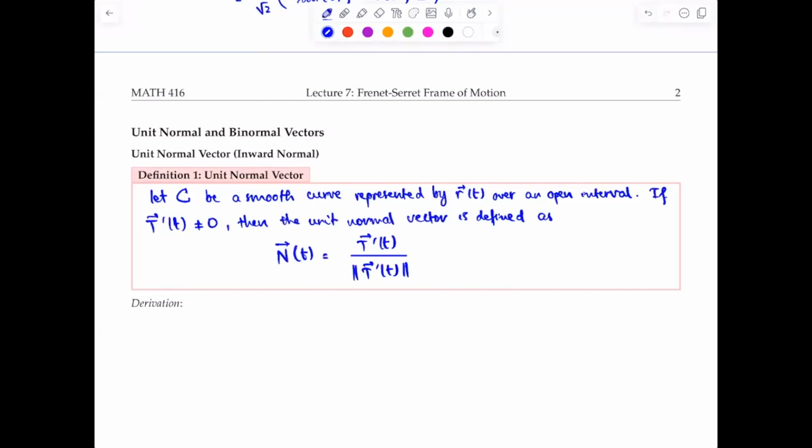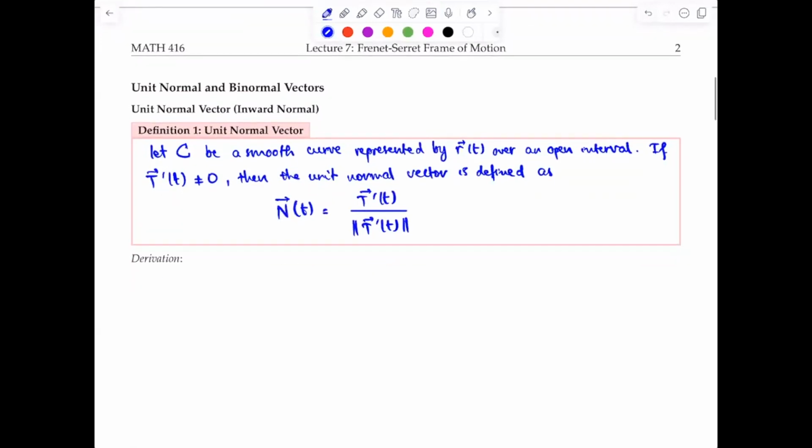All right, so let me derive this formula right here to show you why the unit normal vector is equal to this fraction. Let me start with the fact that the unit tangent vector is a unit vector. Since capital T of t is a unit vector, we have that the magnitude of a unit vector is of course equal to 1.